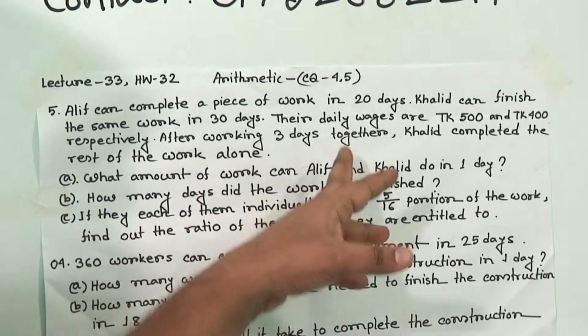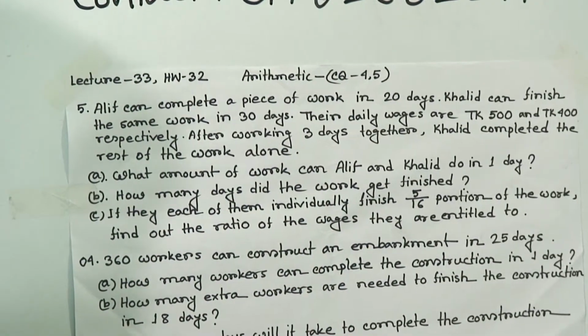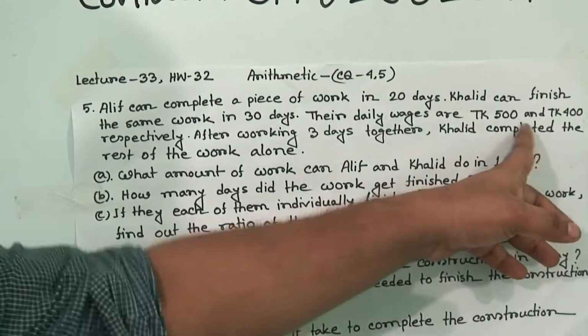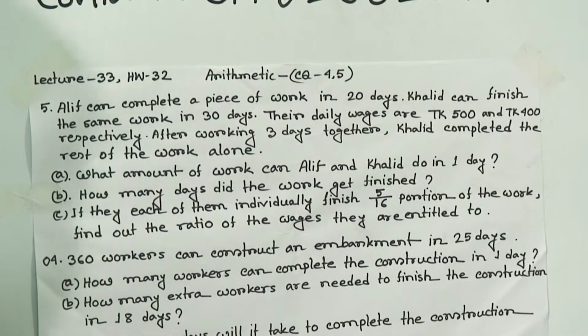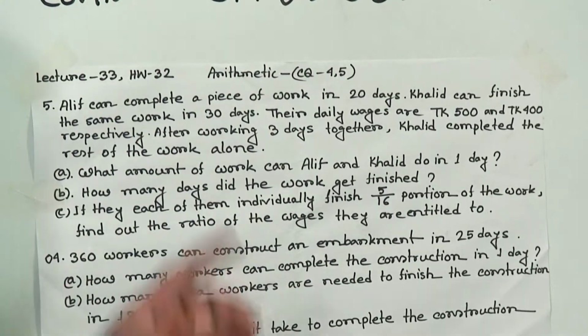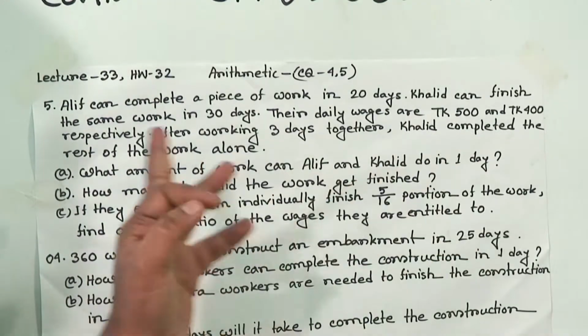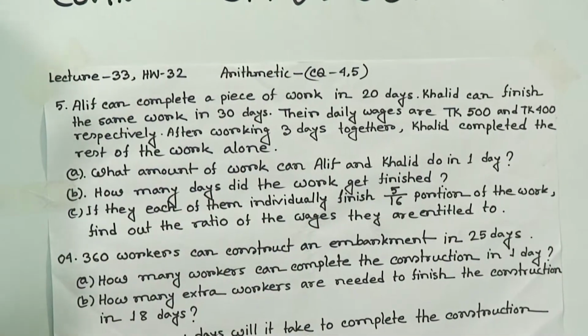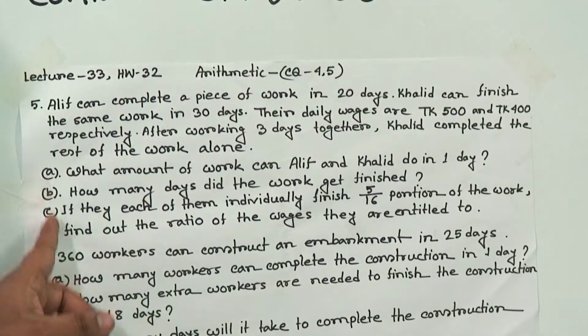After working 3 days together, that means Alif and Khalid are working together 3 days, Khalid completed the rest of the work alone. That means after working 3 days together, Alif left that place and Khalid completed that amount of work alone. So by using this system we shall solve questions A, B and C.